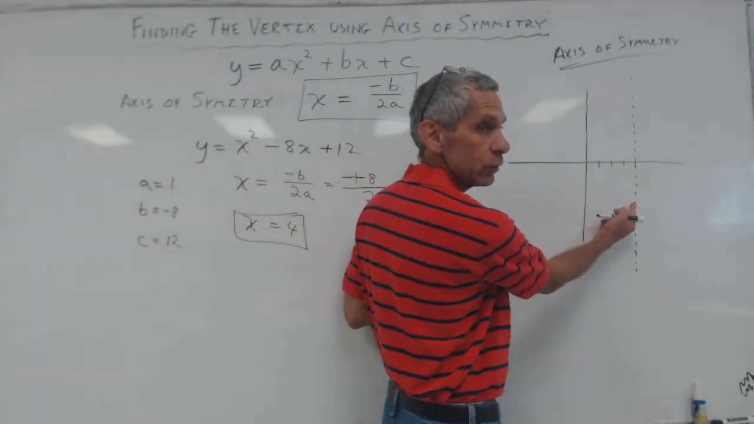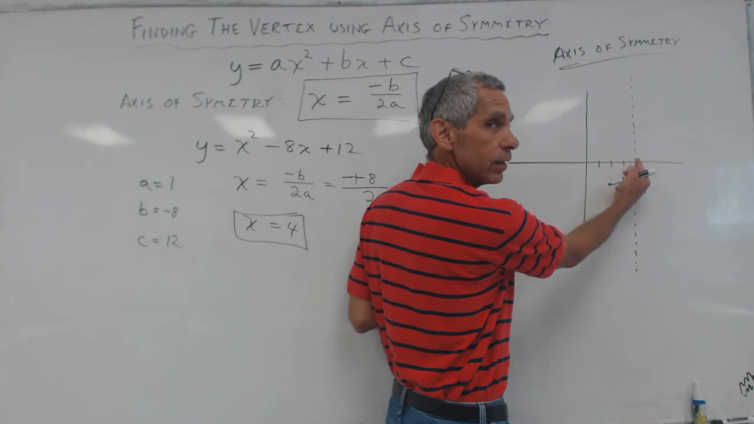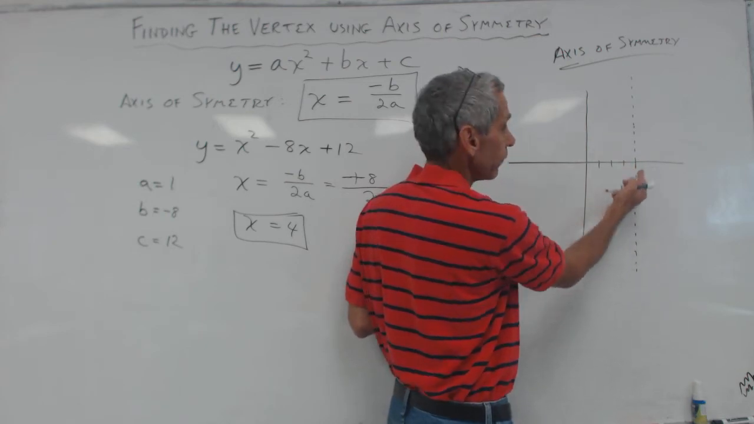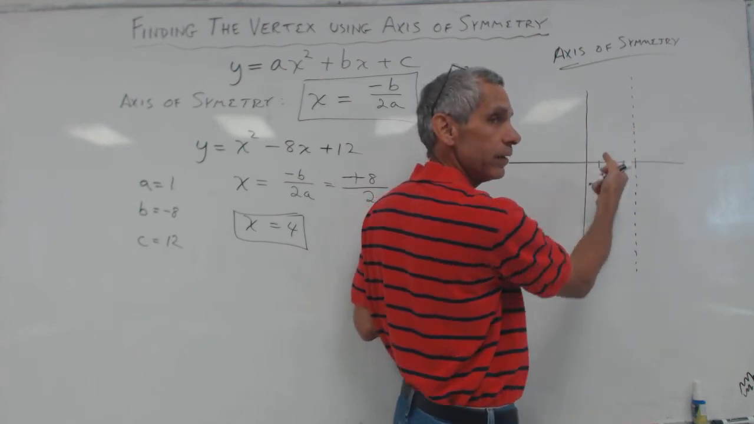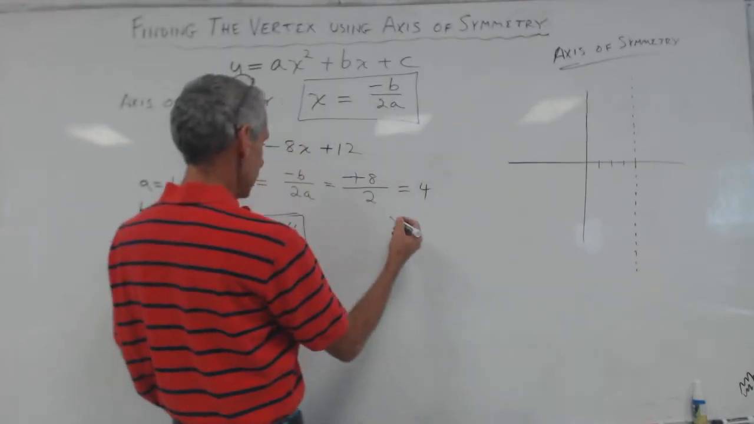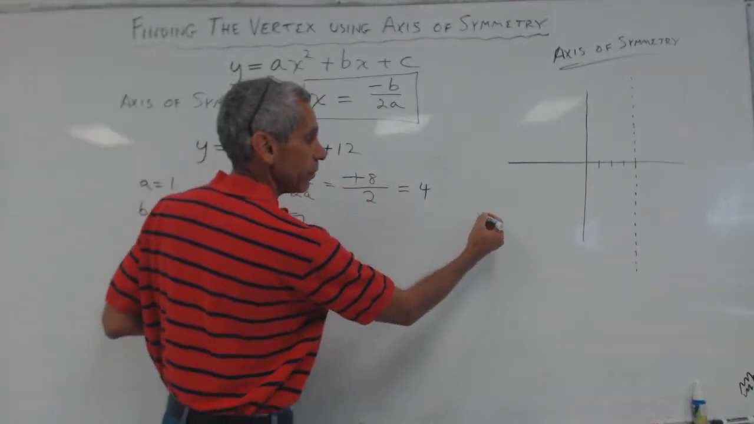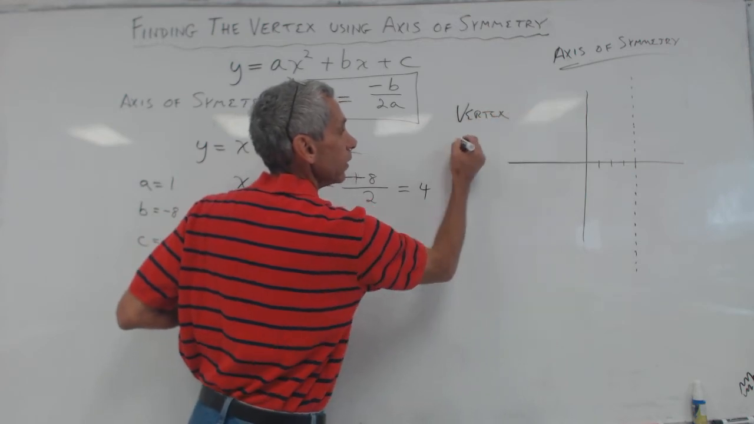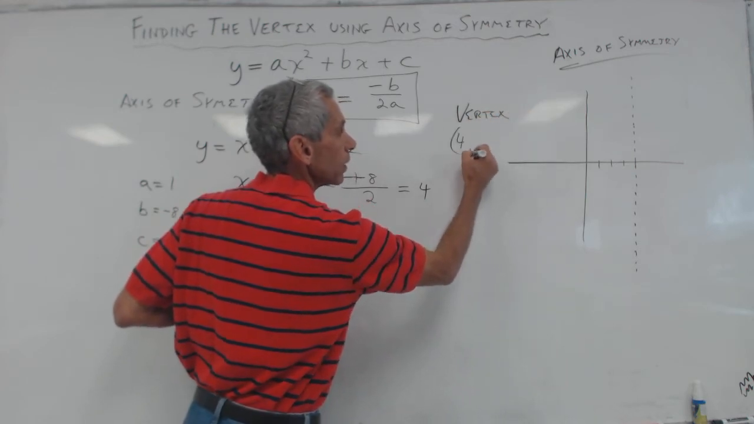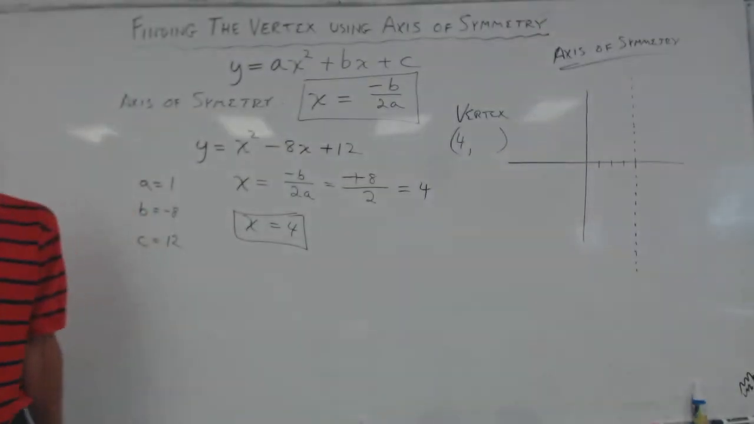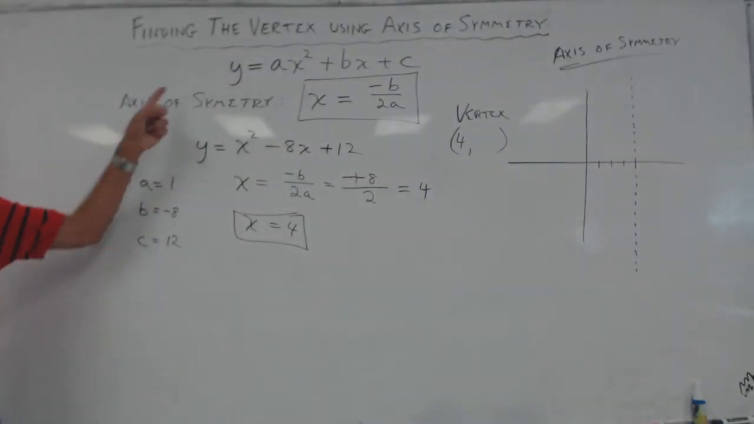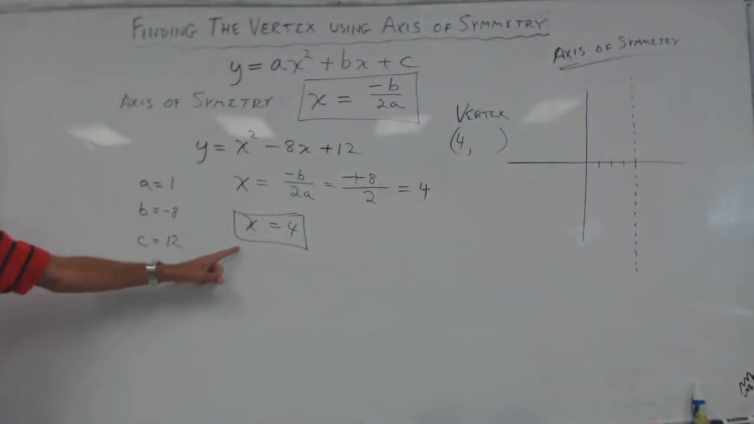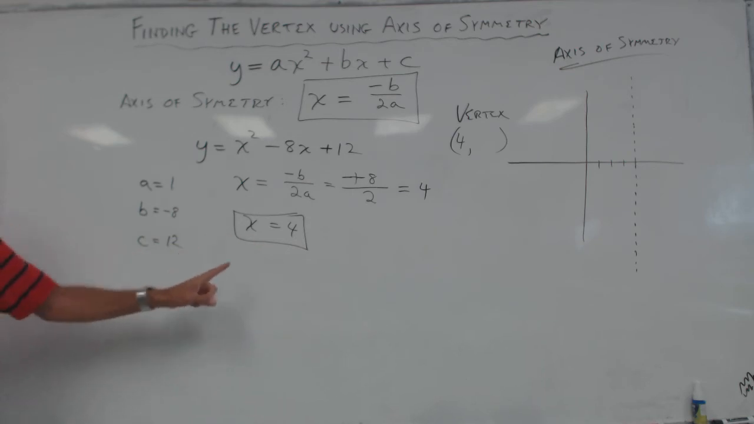If, let's say, the vertex was here, it would be 4 comma negative something. If it's up here, it's 4 comma positive something. I know right now, just by doing that, my vertex is 4 comma something. Do you guys see that? That's why I need to know my axis of symmetry. That tells me how far I go over to the right or the left to find my x, right? Now I've got to find my y. How would I find my y?